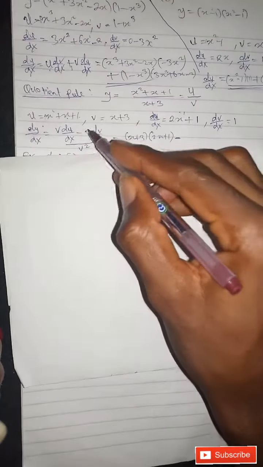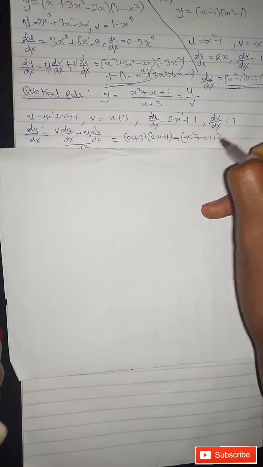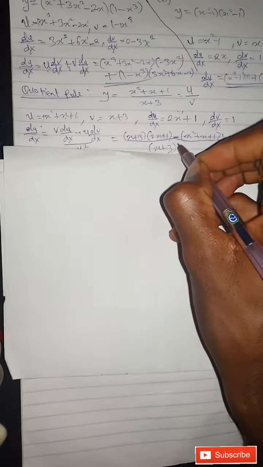Then du dx. What is du dx? Du dx is 2x plus 1. 2x plus 1 minus, then u. What is u? X squared plus x plus 1. X squared plus x plus 1 multiplied by dv dx. What is dv dx? Just 1, right? Everything all over v squared. This is v, so v squared will be x plus 3 all squared.